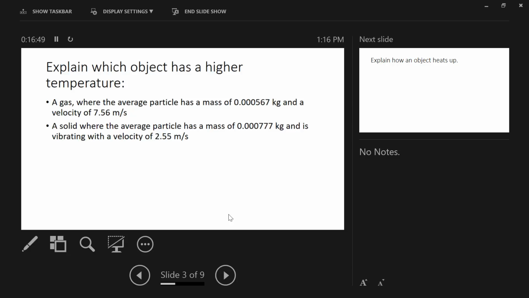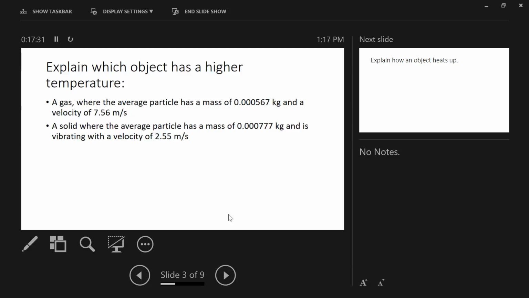Okay, so now this one, 2.55 squared times 0.000777 times 0.5, and we get that the average kinetic energy for object B is equal to 0.00253 joules. Okay, which object has a higher temperature? Object A, which is our gas, or object B, which is our solid? Which one has a higher temperature?